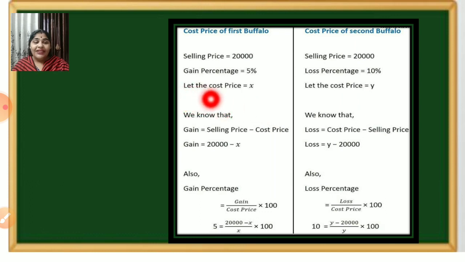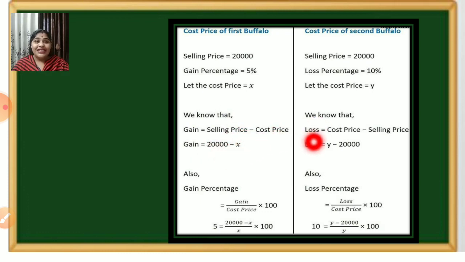Now let the cost price be X. Here also let the cost price be Y. Now why we are taking this cost price as X and Y, you will come to know when we will move further, children. So pay attention here. So now we know gain, that is profit, is equal to selling price minus cost price. That is gain is equal to 20,000 is selling price minus cost price is X.